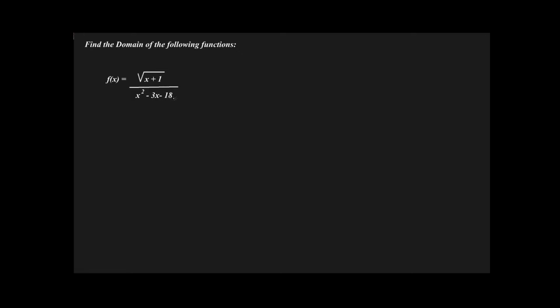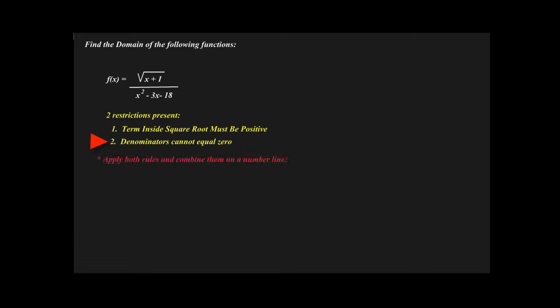We have the square root and the denominator. So with the two restrictions present, first, the term inside the square root must be positive. You should be well familiar with these basic concepts by now. And the term in the denominator can never equal 0. So what we're going to do is apply both rules and combine them on a number line. So let's see it in action.